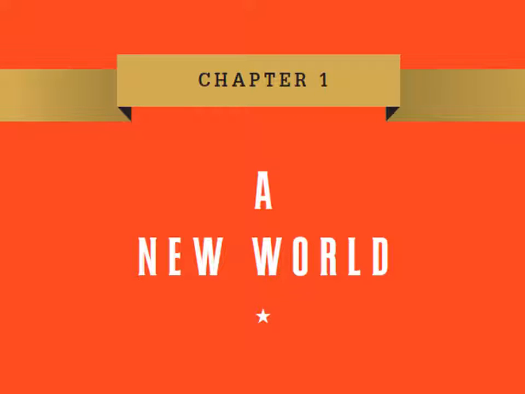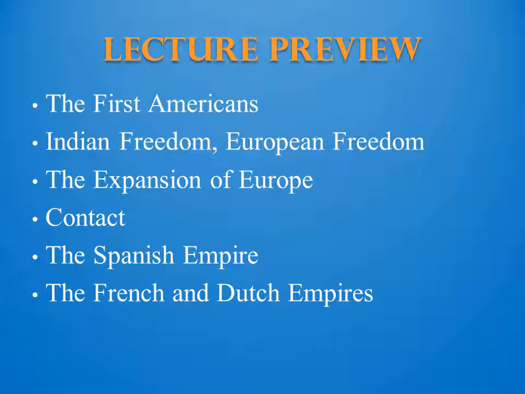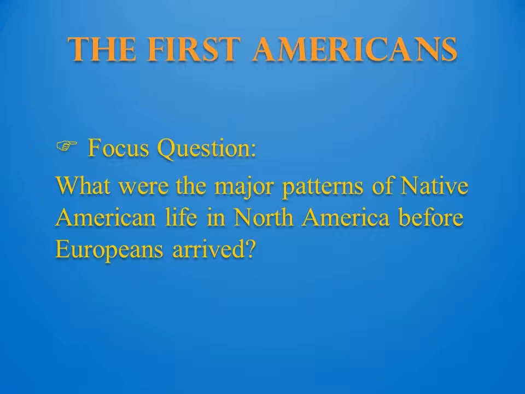Okay, ladies and gentlemen, welcome to Chapter 1, A New World. The subtopics, the things we will be focusing on in this chapter and in this lecture, are the first Americans, Indian freedom, the expansion of Europe, contact with Europeans, the Spanish Empire, and the French and Dutch empires. If you want to look in your textbook on page 5, you'll see a list of these subtopics with some more specifics, more detail of what we'll be talking about in each section.